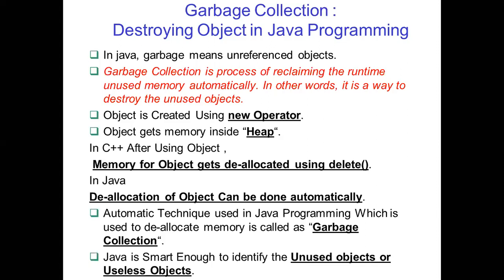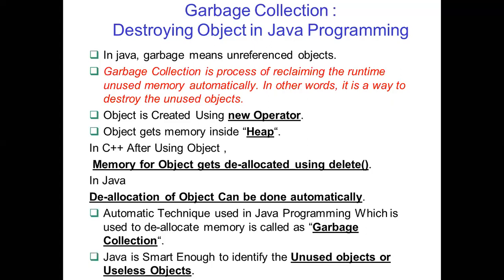In Java, deallocating objects can be done automatically. How is it done automatically? Because Java has the feature of the garbage collector. The automatic technique used in Java programming to deallocate memory is called garbage collection. So deallocation of objects in Java is done automatically with the help of garbage collection.